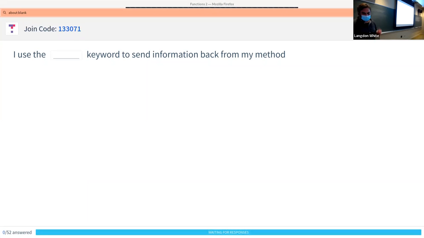All right, so I use what keyword to send information back from my method? So usually the very last line of your method, this keyword is used. Another one of those places where it's very difficult not to use the word itself to describe the word.